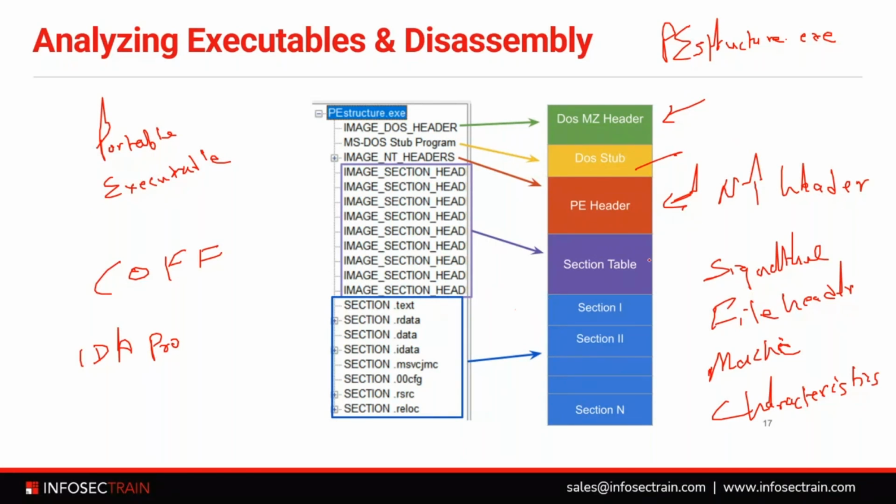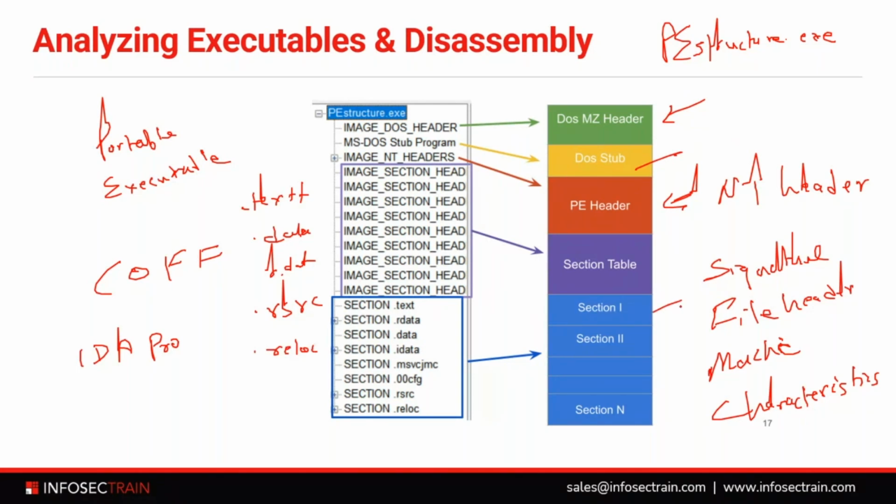Then you have the section table. It immediately follows the PE header. It describes each section like code, data, resources, right? So you have multiple sections. Some of them are .text, which tells it is executable code. Then .data, initialized data. Then .rdata, read-only data. Then .rsrc, resources like icons or dialogues, and .reloc, relocation info, right?